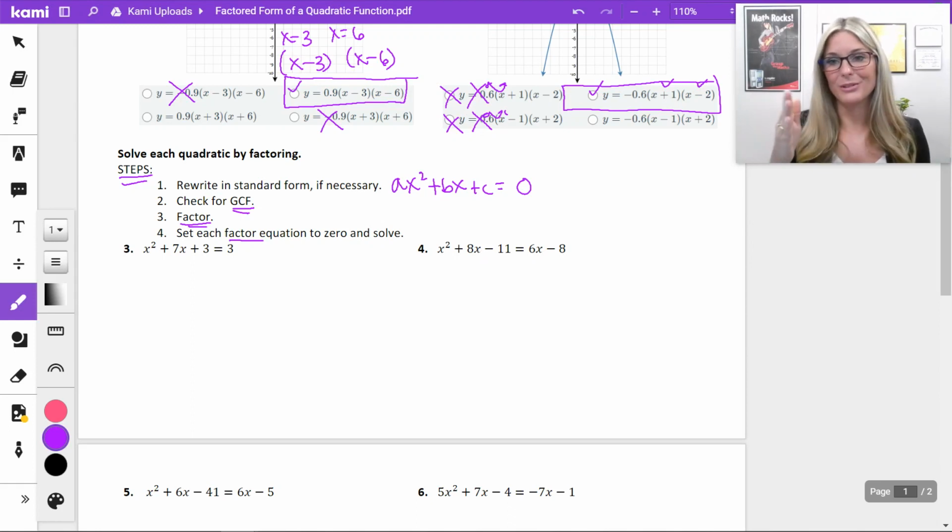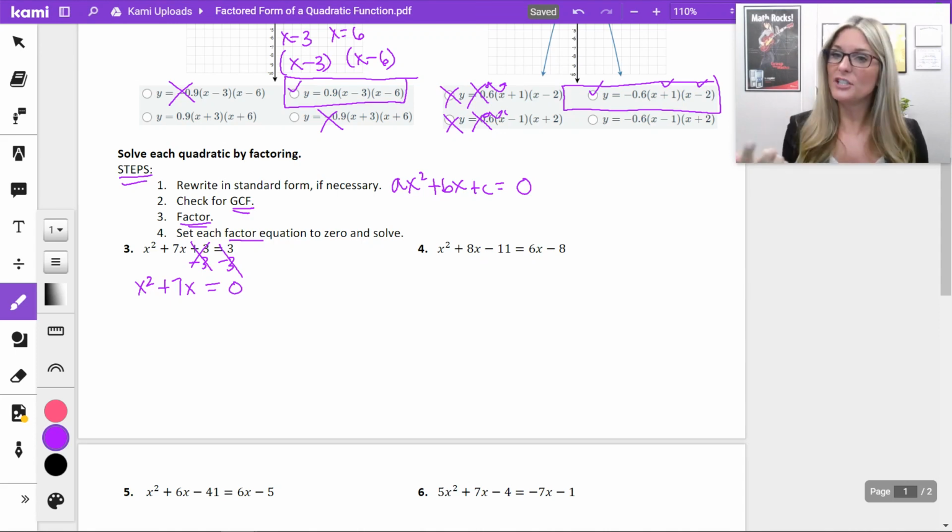I don't want equals 3. I want equals 0. So let's subtract this 3 on the right side, and doing the same thing on both sides, rules of equality. I get x squared plus 7x. Actually, those cancel as well on the left side, equals 0.